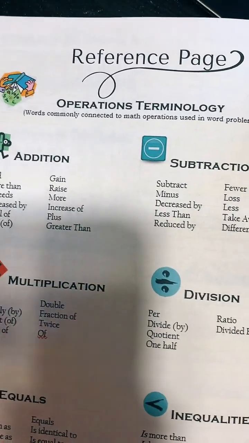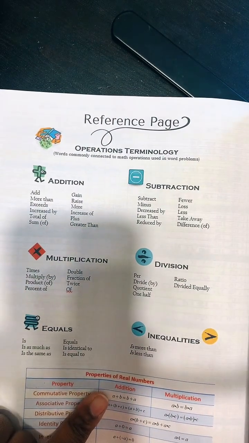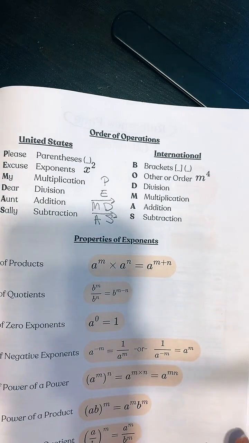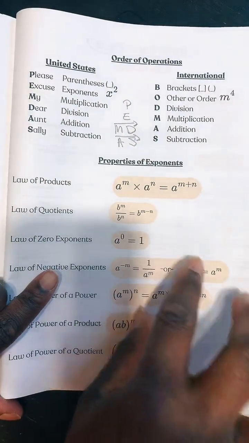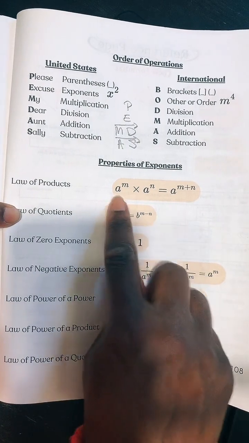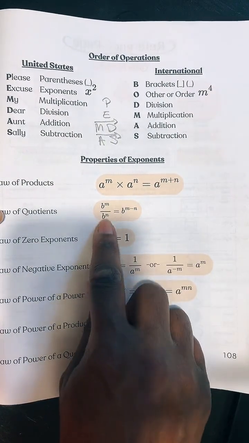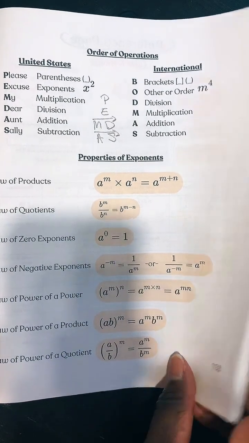If you struggle with word problems, I have a sheet for the most popular words used in word problems. I also have the rules of integers in here. Then we have the order of operations. Okay, we kind of worked a little bit on these two laws of product and quotient. When we multiply, we add the exponents. When we divide, we subtract the exponents. So we actually did some stuff on here.